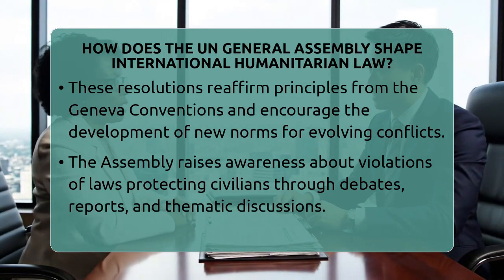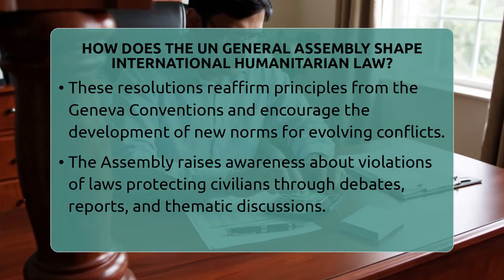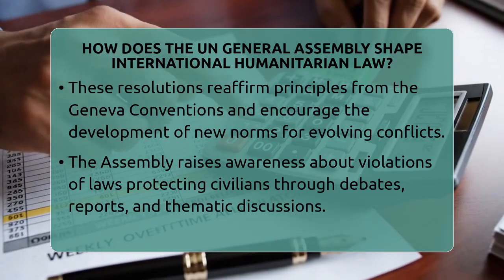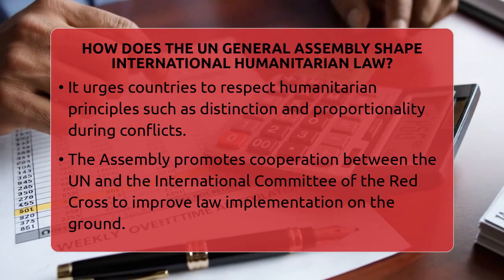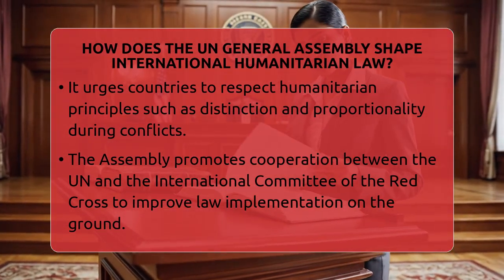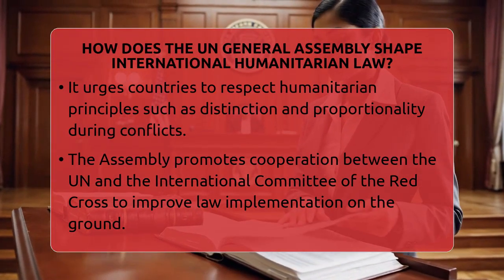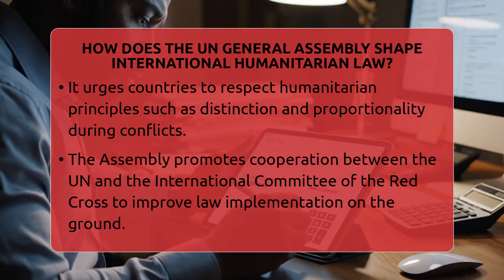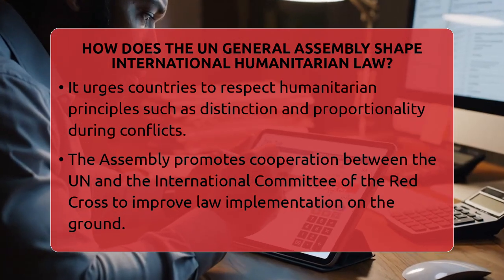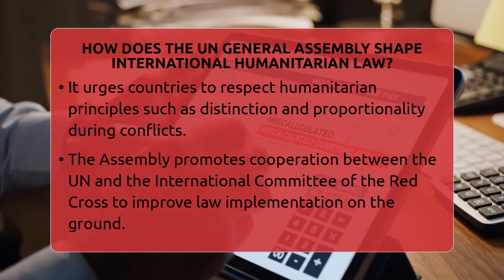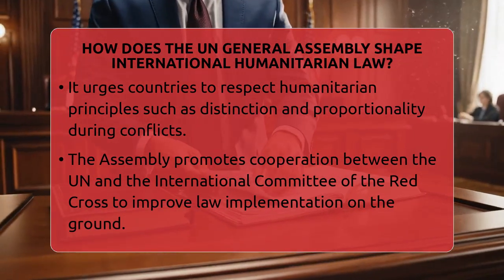The General Assembly also pushes for accountability. While the Security Council handles peace and security, the Assembly supports efforts to prosecute war crimes and serious violations of humanitarian law. It endorses the creation of international criminal tribunals to bring perpetrators to justice. This helps protect civilians and those hors de combat, or out of the fight, by making sure violators face consequences.